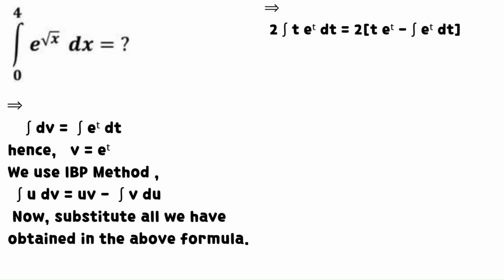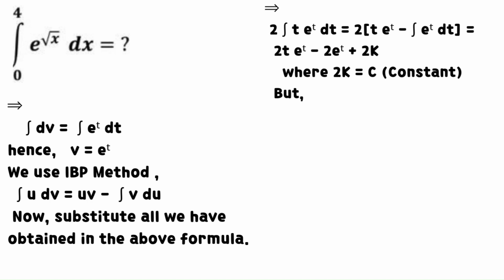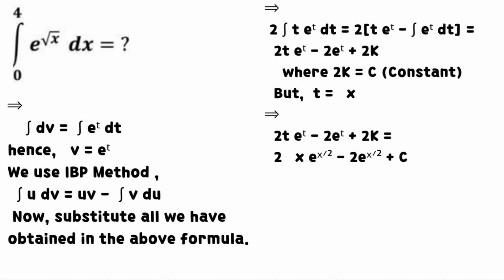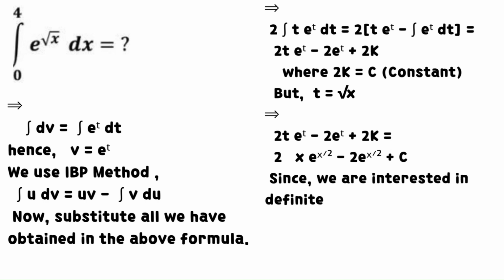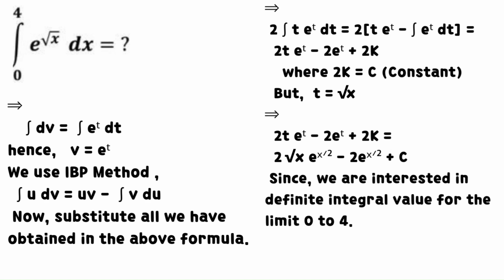It implies that 2 times the integral of the product of t and e to the power of t dt equals 2 times, in the bracket, the integral of t times e to the power of t minus the integral of e to the power of t dt. As shown on the screen, which equals 2 times the product of t and e to the exponent of t minus 2 times e to the exponent of t plus 2 times k, where 2 times k equals c, which is the constant of integration.